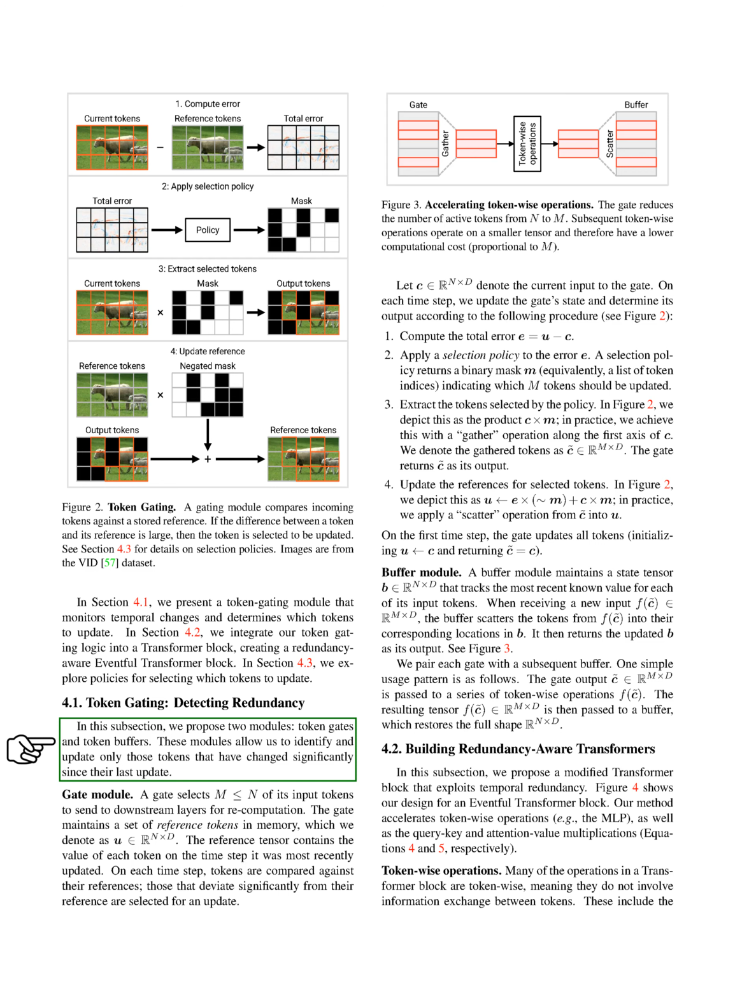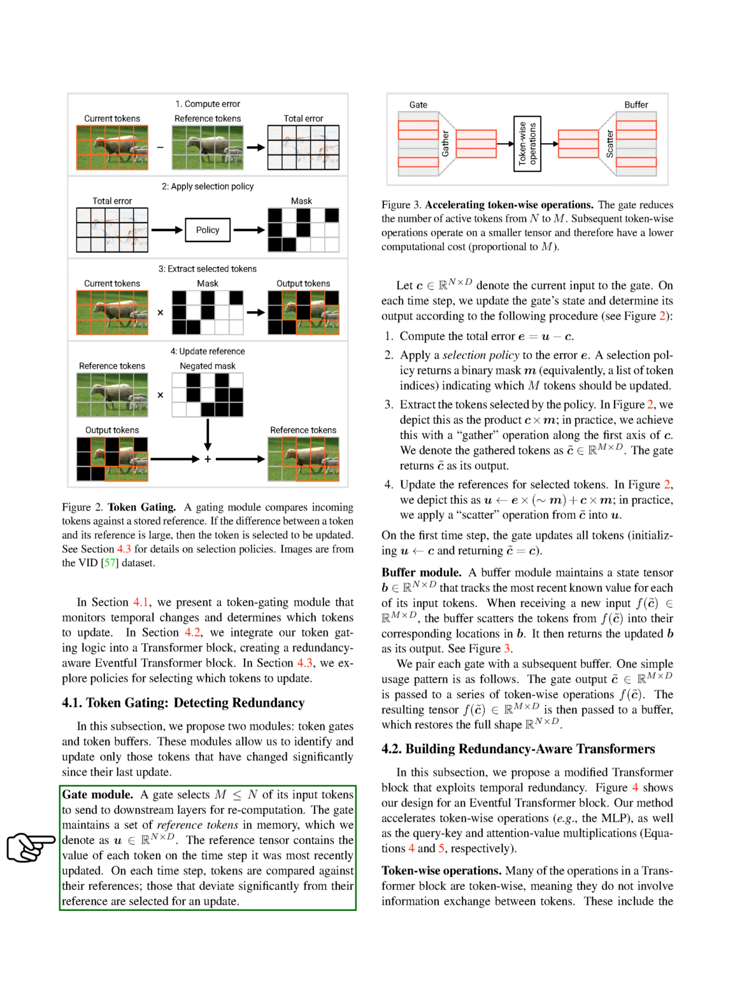We propose two modules for this purpose: token gates and token buffers. These modules help us identify and update only those tokens that have significantly changed since their last update. The gate module selects a certain number of its input tokens, m, which is less than or equal to the total number of tokens, n, to send to the next layers for recomputation. It keeps a set of reference tokens in memory, which we'll call u. This reference tensor holds the value of each token at the time it was last updated.